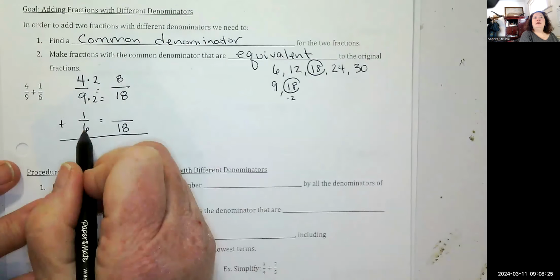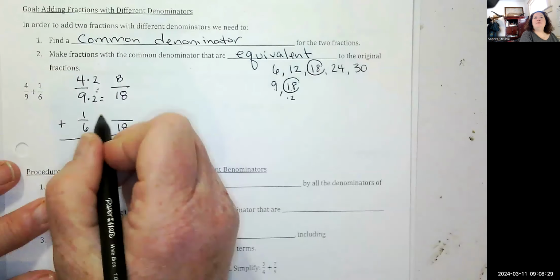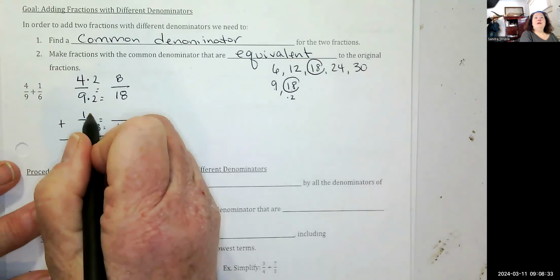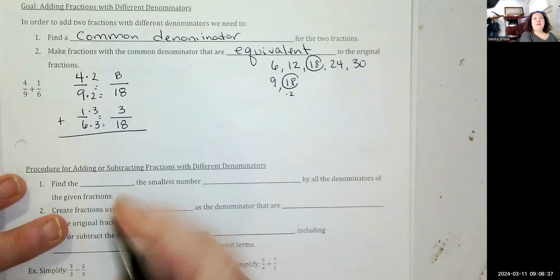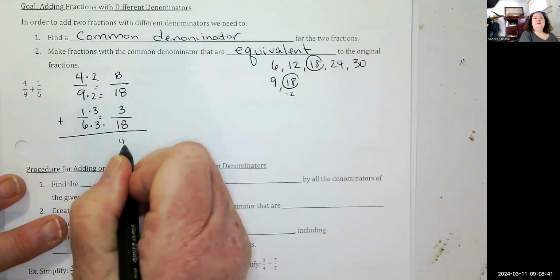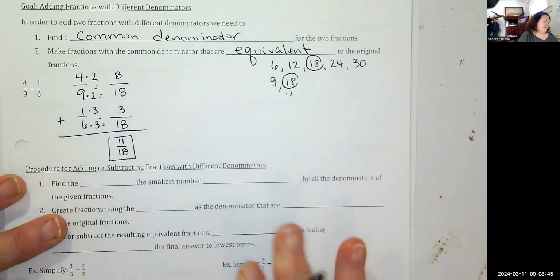What did it take for 6 to get to 18? 6 times 3 was 18. So what you do to the denominator, you do to the numerator. 1 times 3 is 3. 8 plus 3 is 11, so 11 over 18. And that is our answer.